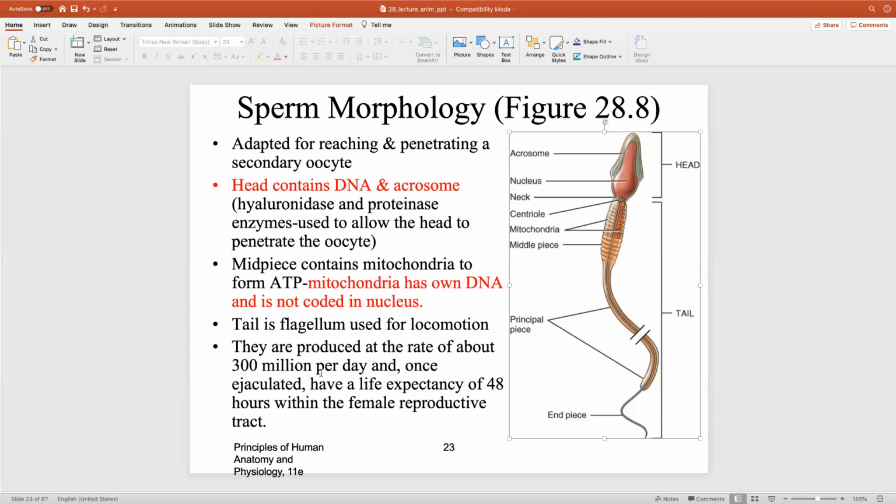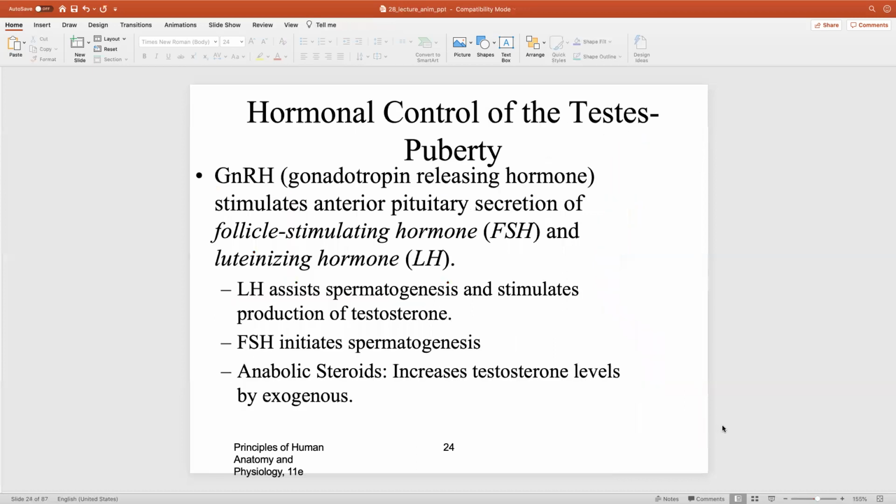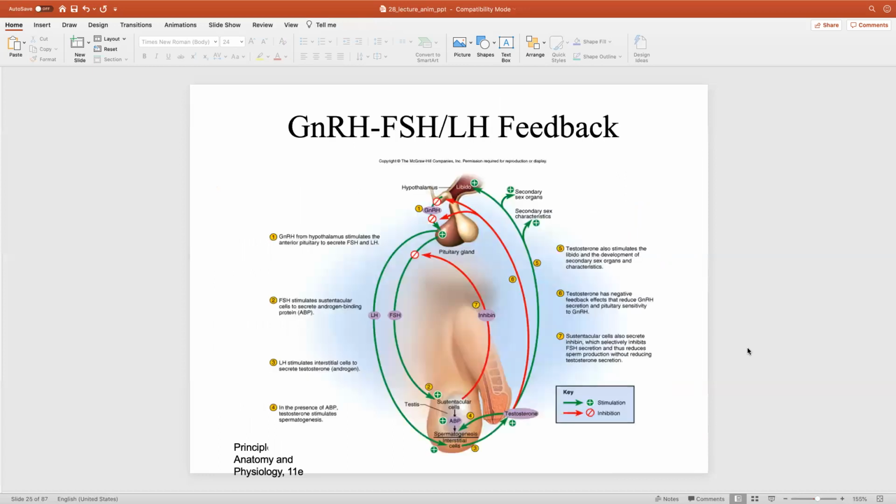We produce about 300 million sperm cells every day. And the crazy thing is that the life expectancy is 48 hours within the sexual reproductive system of females. Now we're going to talk later on about some of the cool things that happen to increase the probability of fertilization.